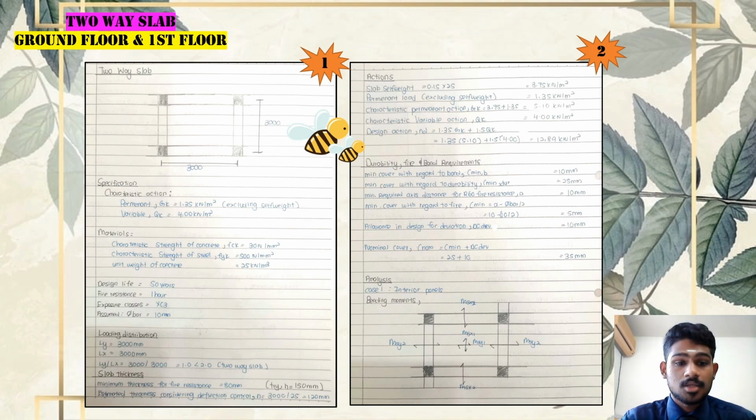Okay, today I'm going to explain about the two-way slab, which is applied on this project. First I'm starting with the specification, which is the characteristic action. The permanent load, which is Gk, is 1.35 kilonewton per meter squared, excluding the self weight. The variable load, Qk, is equal to 4.0 kilonewton per meter squared.